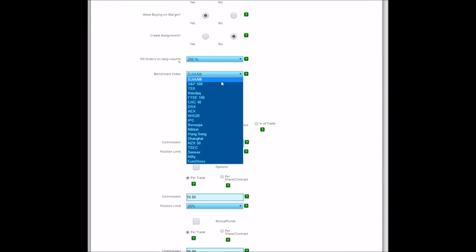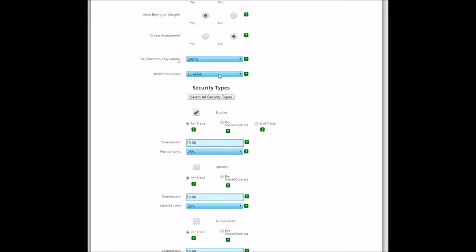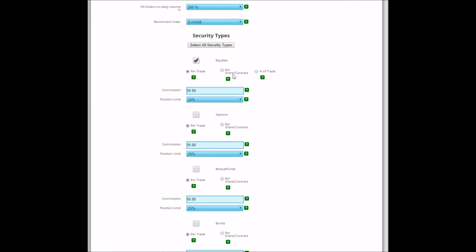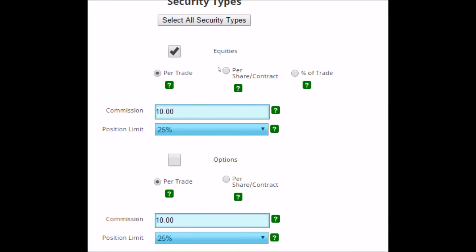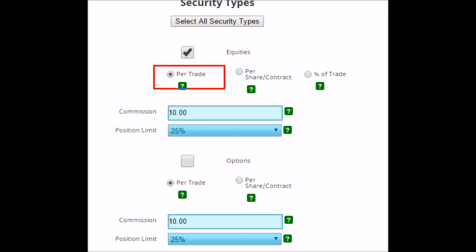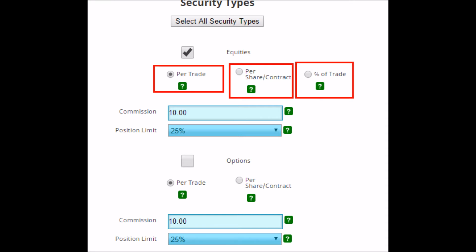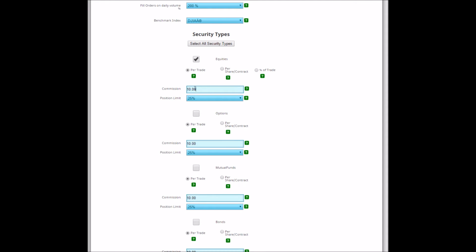Next, set your benchmark index. This will appear in the portfolio snapshot for each of their students to see how well they're doing compared to one of the major benchmarks in the world. From there, you can choose which security types to allow your students to trade, along with the commission structure. Equities trading, for example, allows you to set a commission per trade, per share, or as a total percentage of their entire trade. You can set the exact unit here, whether it's a dollar amount per trade or a percentage of the total trade, and a position limit.